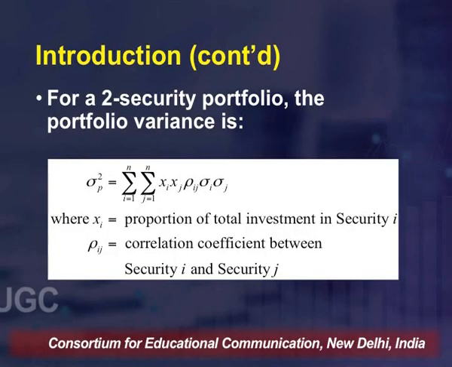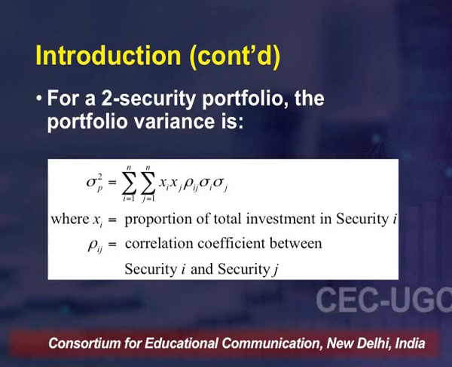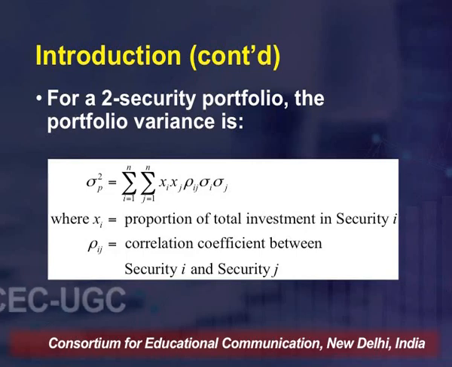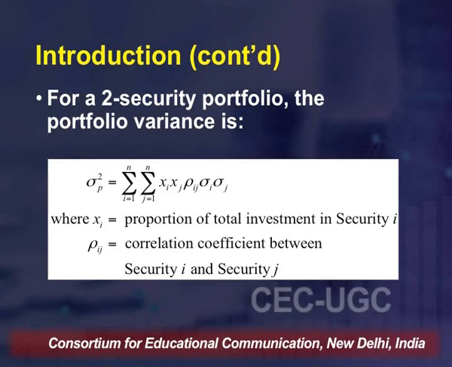So if we have, for example, a 2-security portfolio, the variance of such a portfolio can be calculated as is visible on the screen. As you can see, we are taking into consideration the weight of stock A, the weight of stock B, and we are also taking into consideration the correlation coefficient.